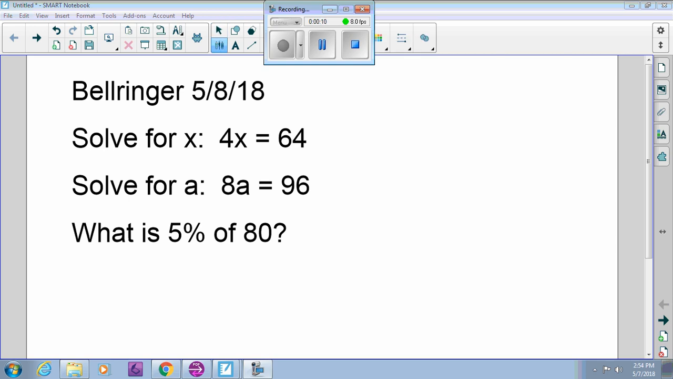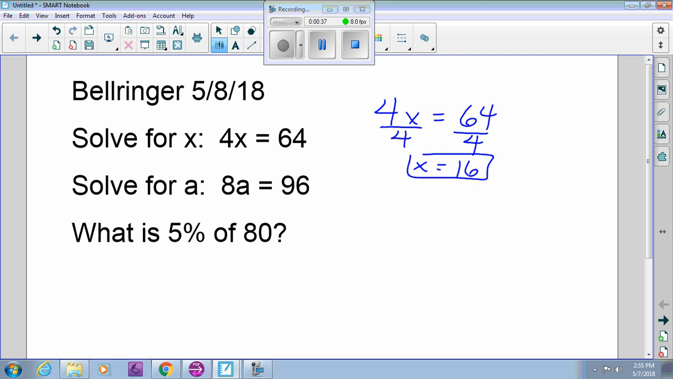Please pause the video if you have any questions that need to be answered, or if you need extra time doing anything. We're going to start out with solving this bell ringer. It says solve 4x equals 64. So again, a little review here. What you need to do is the inverse operation. 4 is a coefficient with x. That means it's being multiplied. You're going to divide each side by 4. When you take 64 and divide it by 4, you are going to get 16 as your answer.